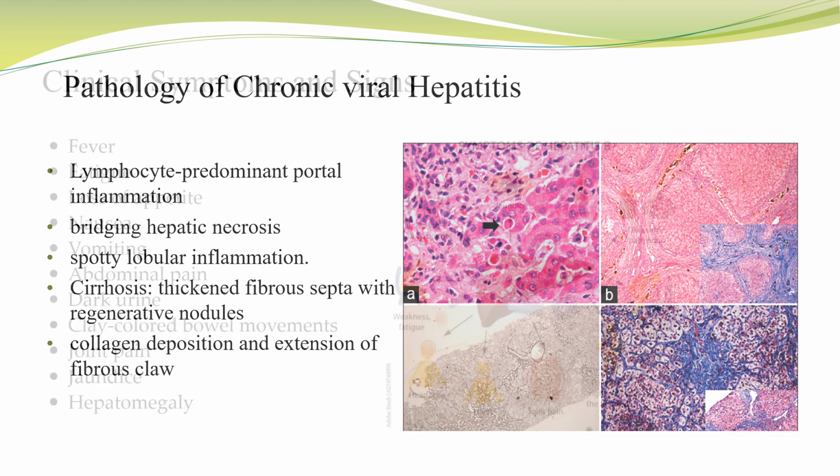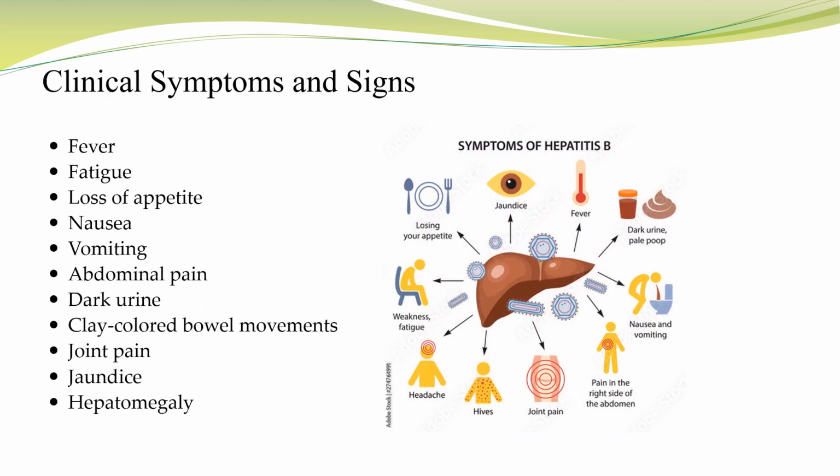cirrhosis. We have clinical symptoms and signs that are common in all kinds of acute viral hepatitis. We have fever, fatigue, loss of appetite, nausea, vomiting. Also, we have joint pain, jaundice, and hepatomegaly.